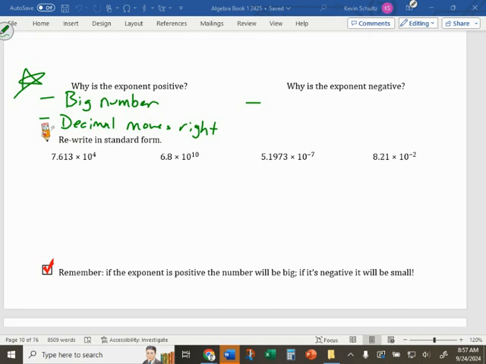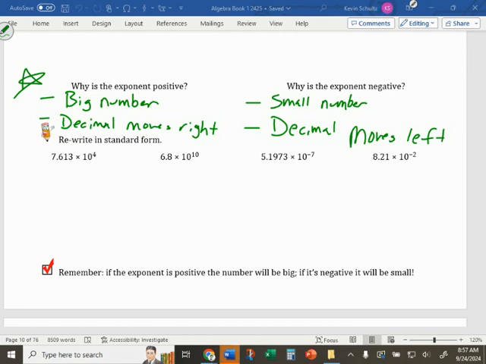What does a negative exponent mean? Small number. And that means, to put it back into standard form, the direction you move the decimal point is to the left. Okay. Decimal moves left. Okay, so let's practice here. In the above examples, we went from standard form to scientific notation. Here we're going from scientific notation to standard form.